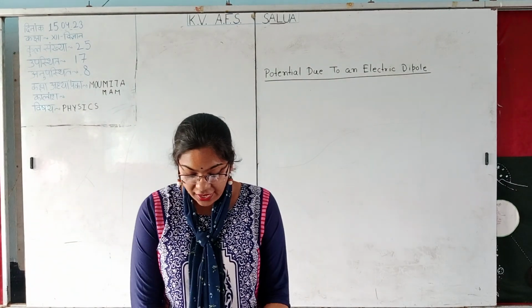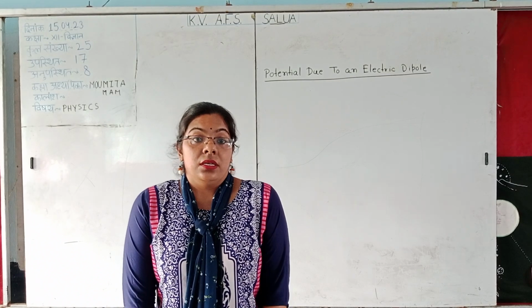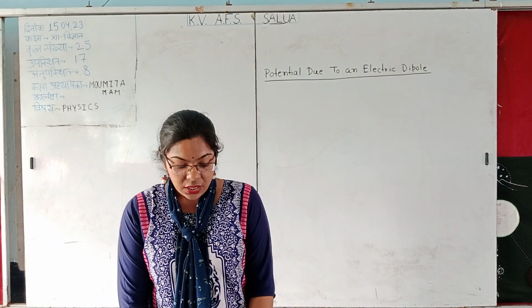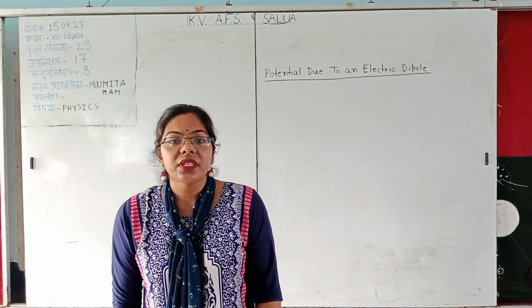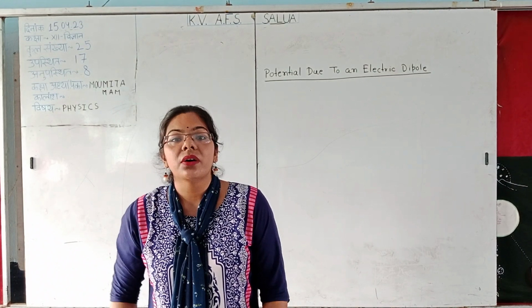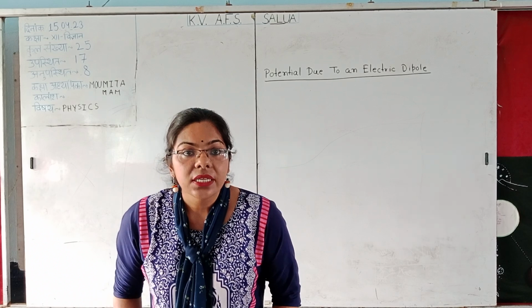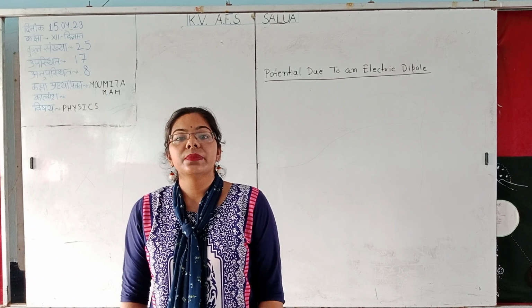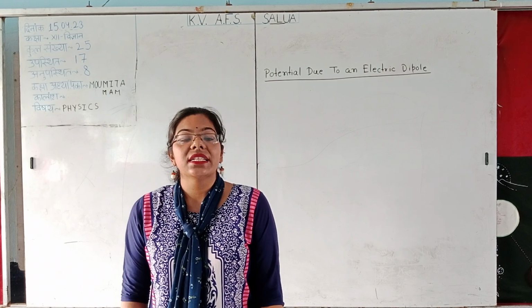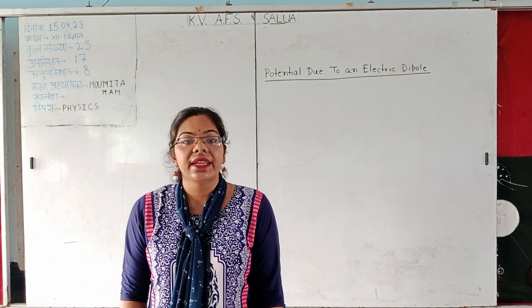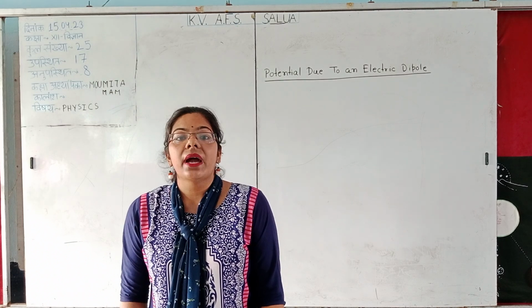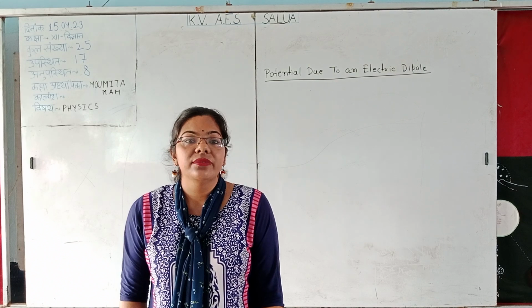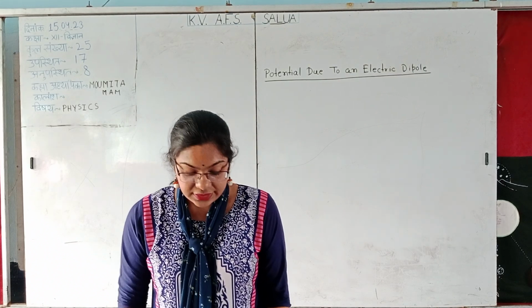Students, today we are going to learn about the potential energy of an electric dipole. In the previous chapter, I have already taught you what a dipole is. A dipole is nothing but a combination of two charges, one positive and one negative, separated by a distance twice a or twice l, whatever you can consider here.